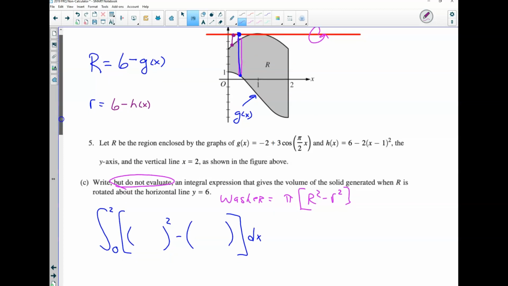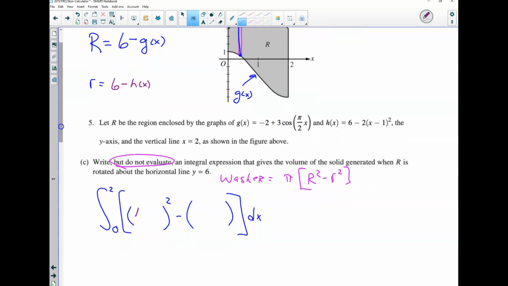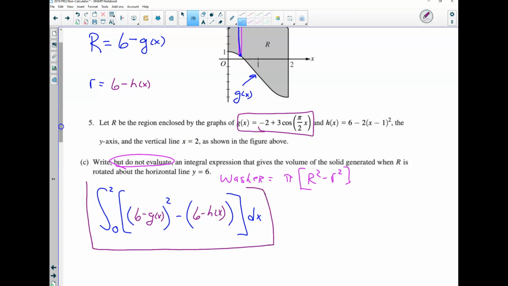So all I do is I translate those down here. 6 minus g of x. Feel free to write that whole ugly mess in there if you want. I wouldn't. I'd use my function notation. And then this is 6 minus h of x dx. Write, but do not evaluate. Kruger would have just lost the point because he forgot his pi.